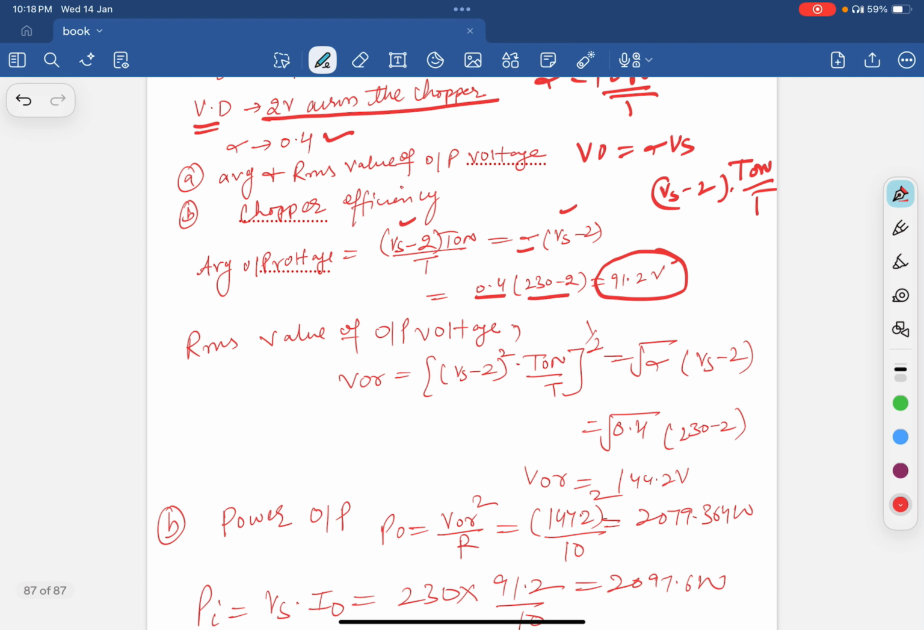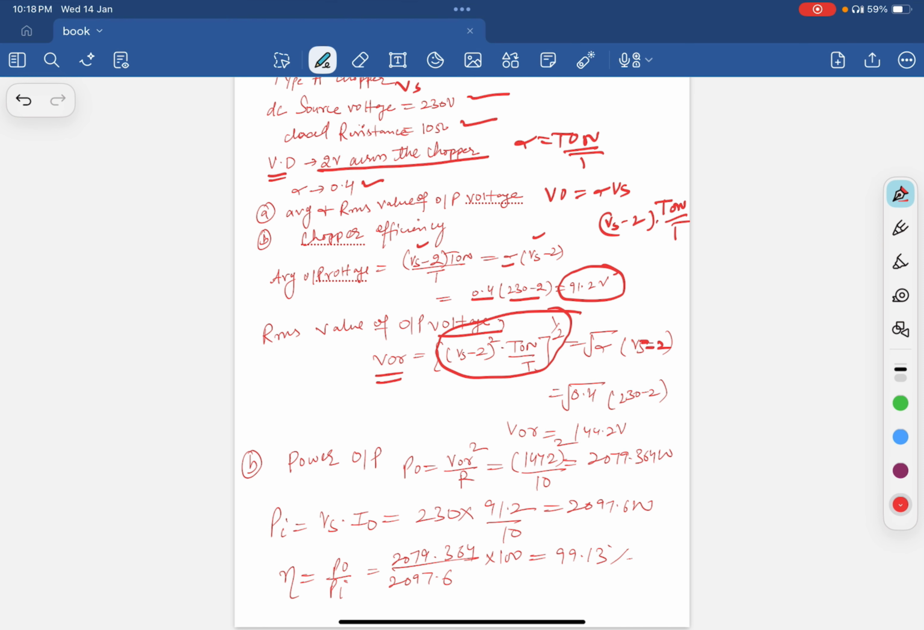Also, how do we calculate the RMS value of the output voltage? Square the supply voltage, multiply with T on upon the time period, and take its root. You don't have to remember this, you can directly calculate it in the exam. That is the square root of alpha times Vs minus 2. Vs minus 2 is the drop. If the drop is not given in the question, do not subtract 2; it is then alpha times Vs. If the drop is given, you can subtract it. So the square root of 0.4 into 230 minus 2 gives an RMS value of 144.2 volt.